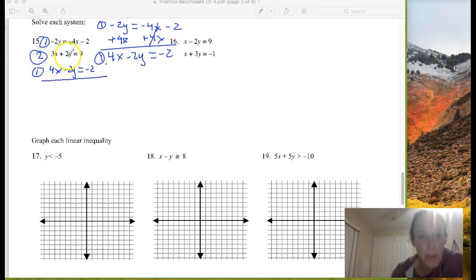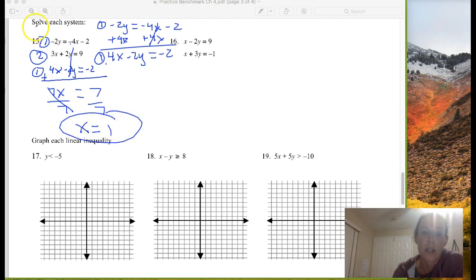Now I can use elimination, because if I add these together, the y's will fall out. Let's add together 3x's plus 4x's. I can add them together because these two are equal to each other, so I'm adding the same amount on this side as I'm adding to this side. 3x's plus 4x's are 7x's. 2y's minus 2y's fall out. The equal sign brings down, and then 9 minus 2 is 7. Divide both sides by 7, and you get x equals 1.